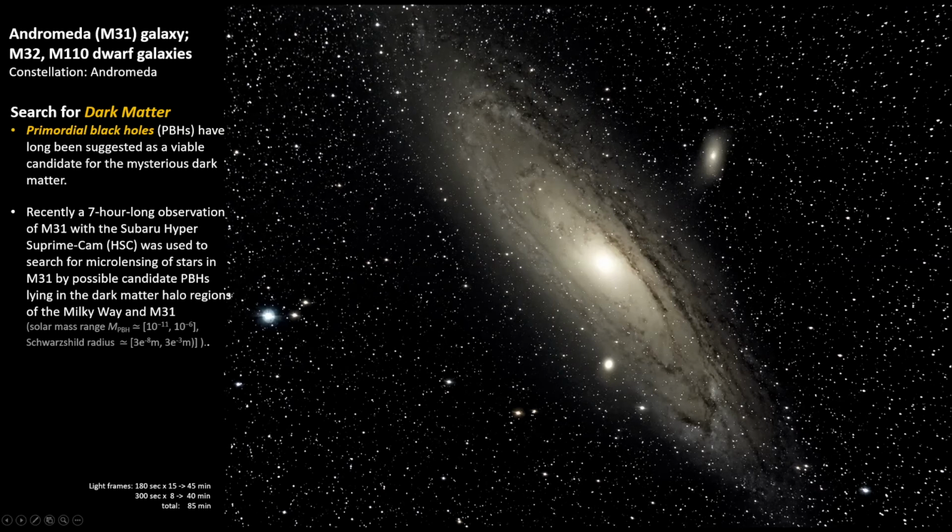So recently, in a 7-hour-long observation of M31 with the Subaru telescope on the top of Mauna Kea in Hawaii, it was used to search for microlensing events of stars in M31, the Andromeda Galaxy, by possible candidate primordial black holes lying in the dark matter halo regions of the Milky Way and M31.